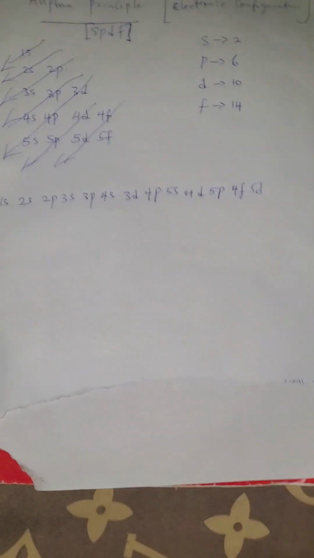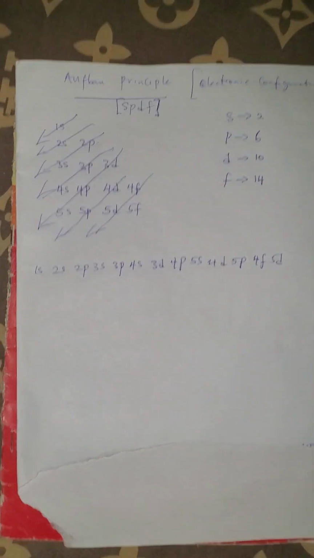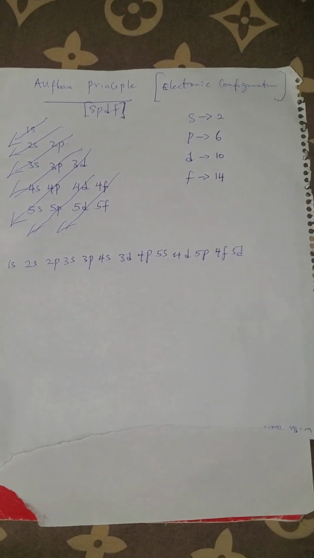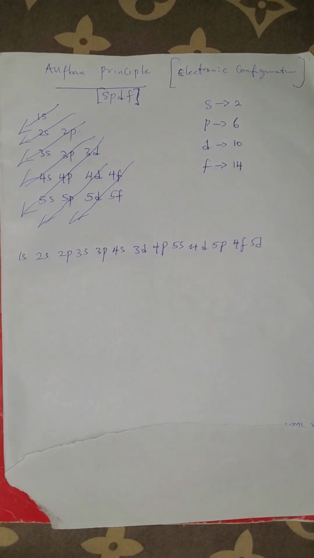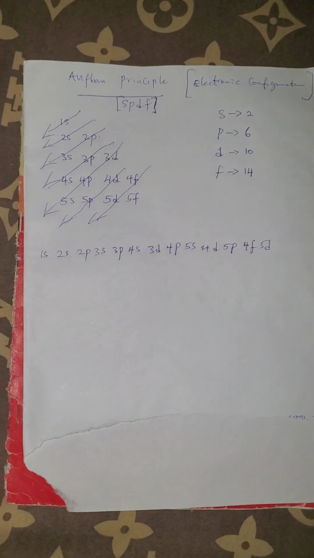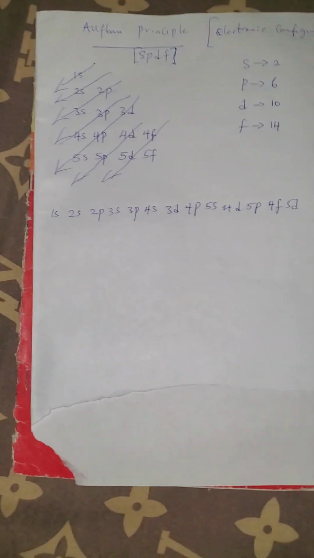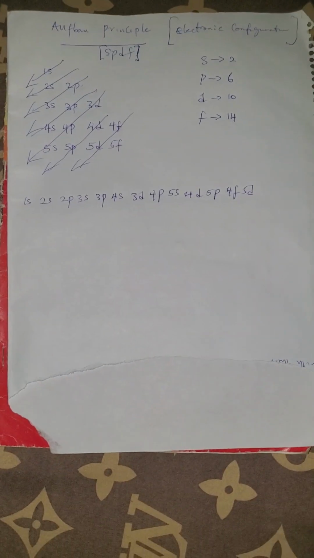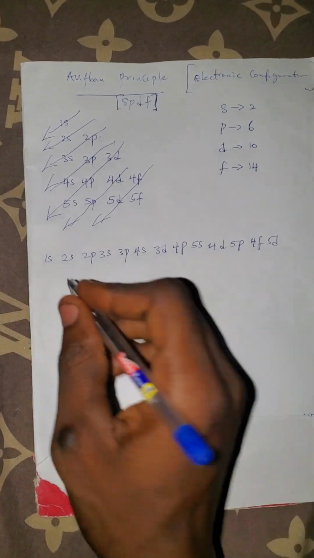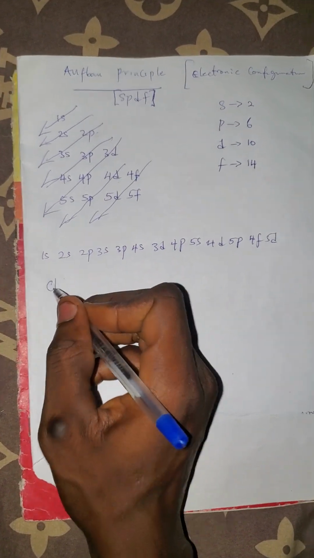But don't forget that the highest electron that s can contain is 2. The highest electron that p can contain is 6. The highest electron that d can contain is 10. For f is what? Is 14. So let us look at some example of some elements. Now for the first element, let's look at the chlorine.